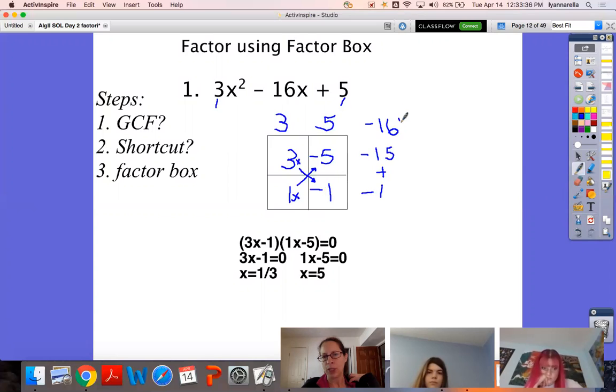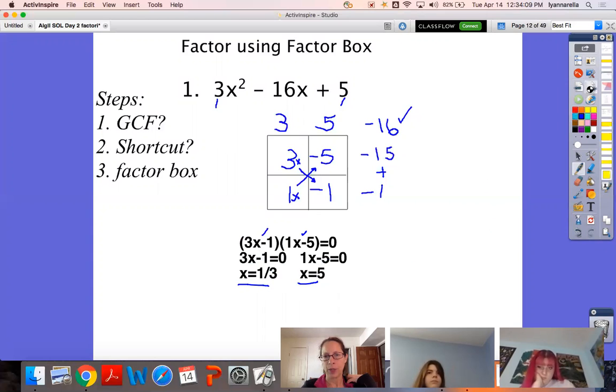So once I know my check is good, negative 15 plus negative 1 is negative 16, then I read my factors this way, and this way, and you make sure you put an x in the first column. So this one would be 3x minus 1, and this one would be 1x minus 5. And if I use the zero product rule to set each of those equal to 0, I would get one of the roots is 1/3, and the other root is positive 5. So you're looking for roots today, so you would need these two numbers.